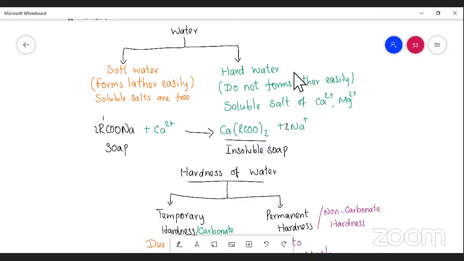Okay. What is Calgon? Sodium hexametaphosphate. Hexametaphosphate is nothing but Calgon. Okay, very good. So, what is zeolite? Sodium aluminosilicate. It is used for cationic exchange. So zeolite is used for cation exchange.